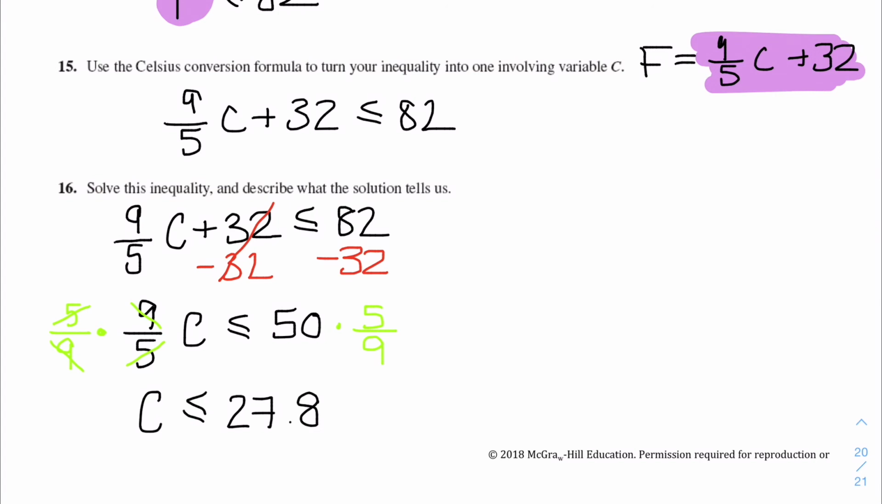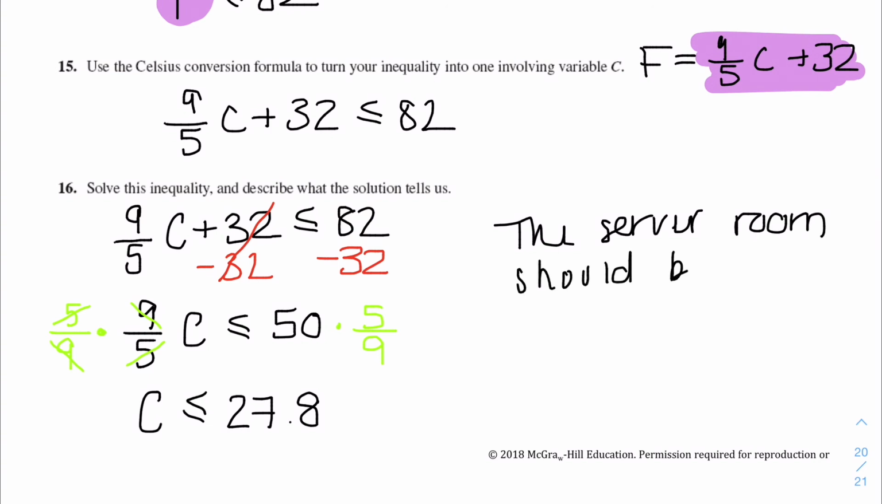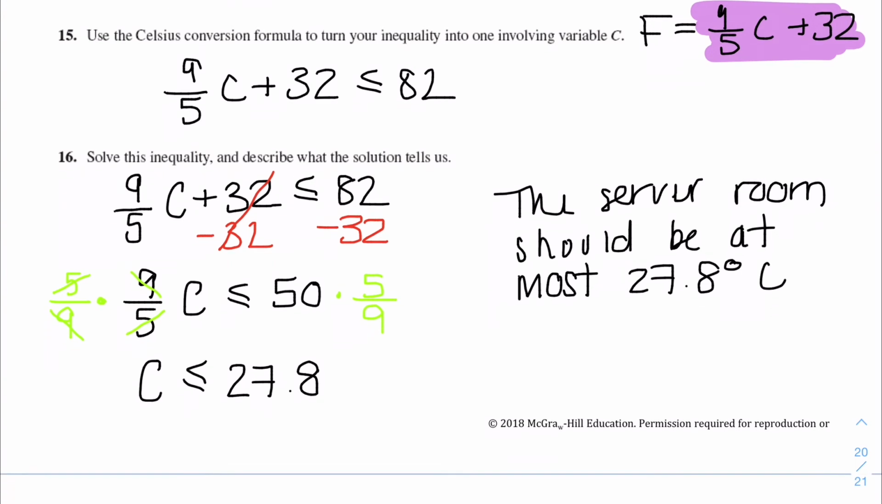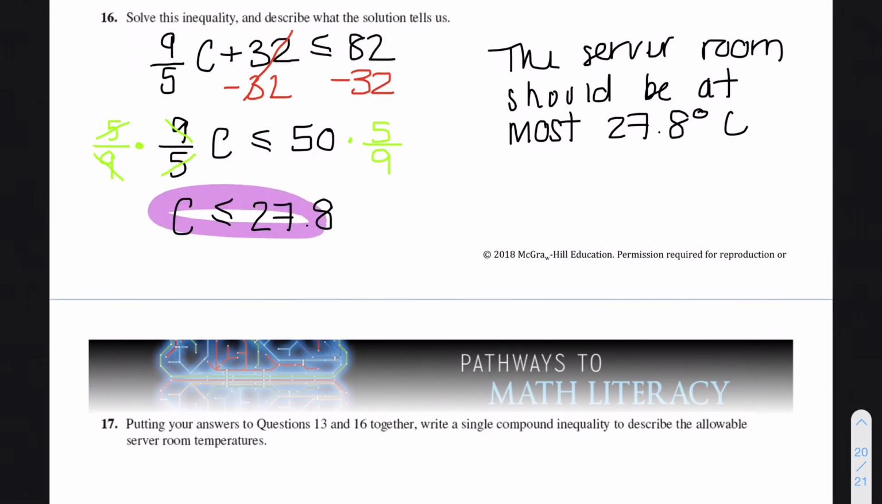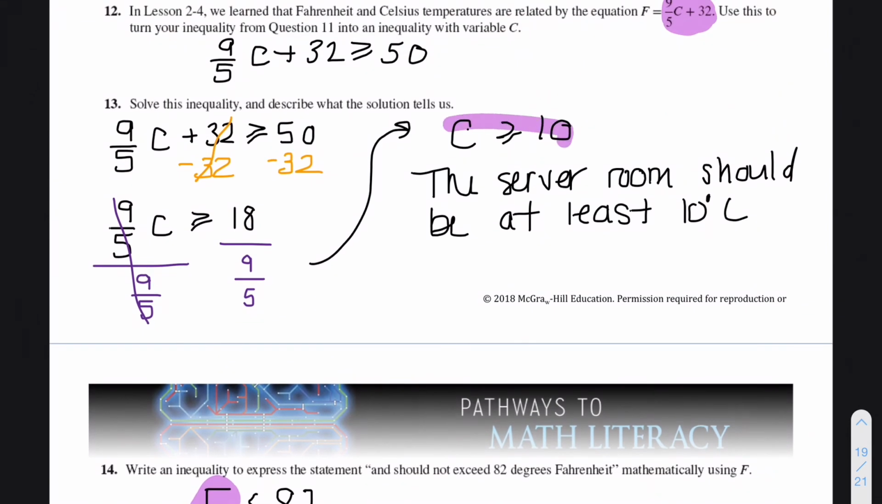So what this tells us is the server room should be at most 27.8 degrees Celsius. So now we're able to combine these two things together. The server room should be at most 27.8 degrees Celsius. And we also know it should be at least 10, so it has to be stuck between these two quantities.